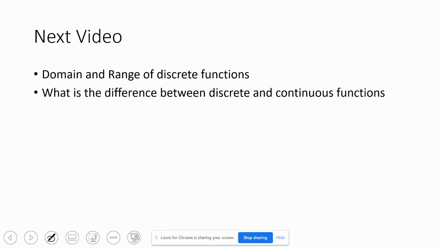Okay, so that's how you evaluate a function. In the next video, I'll go on to my day 3 lesson, going over domain and range of discrete functions, and the difference between discrete and continuous functions. I'm also going to mention domain and range of continuous functions that are over a defined interval.